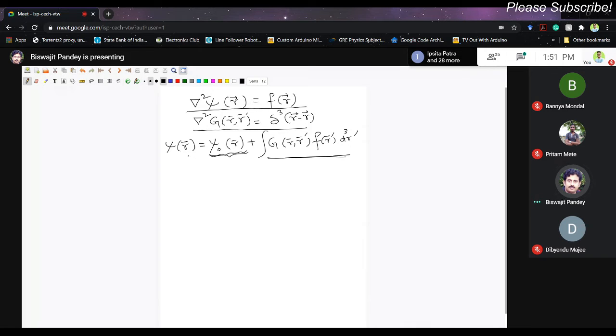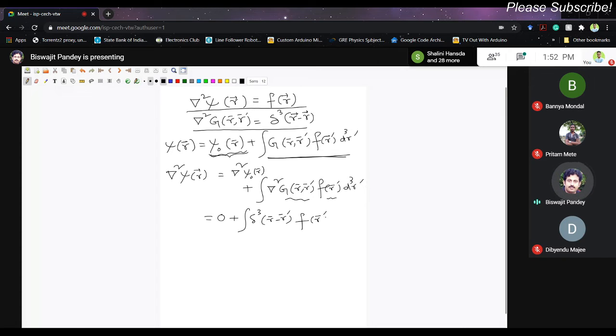If you operate the Laplacian on this, the Laplacian of psi will be the Laplacian of psi 0, which is 0, that is the homogeneous part. Then you operate the Laplacian on the Green's function. Sorry, this Laplacian is with respect to r, so it only operates on g, not on f of r prime. So the first term is 0, and if you stick to the definition, the Laplacian of g is the delta function. The second term is the delta function delta 3 of r minus r prime, times f of r prime, d^3 r prime.